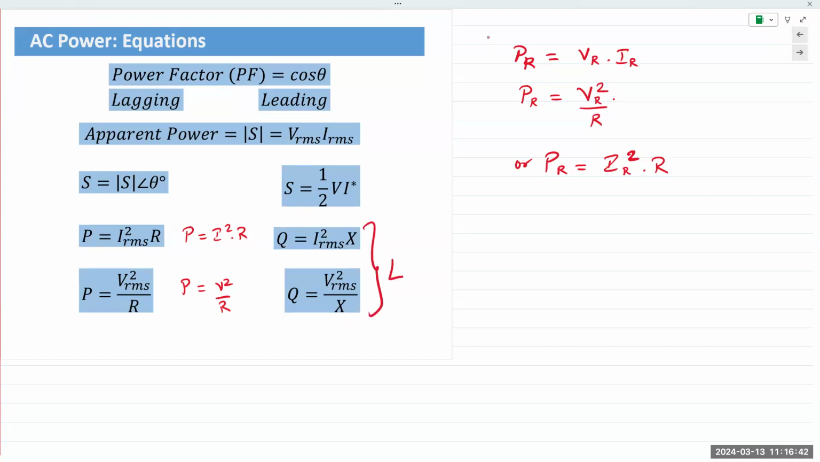And this applies to both L and C. So X, the reactance, if you're trying to find it for the inductor, it would be XL. If it's for a capacitor, it would be XC. Okay, you guys with me so far? Right, so that's the bottom of the page. Same equation, no different.